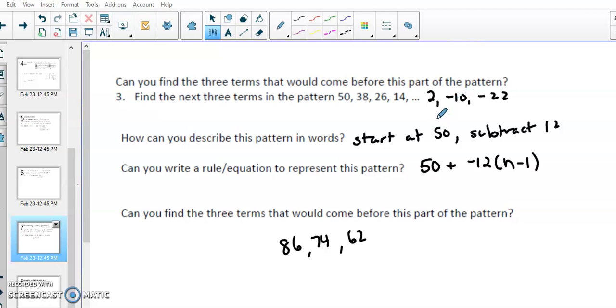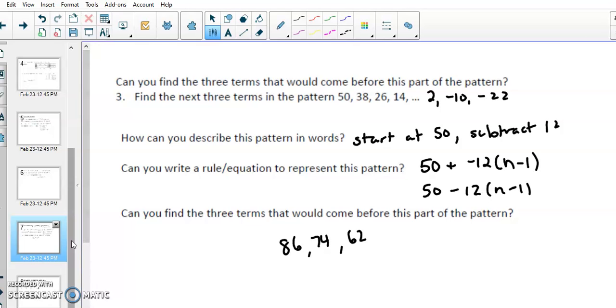Describe it. Start at 50, subtract 12. You could write it this way, 50 plus -12 and minus 1. Or you could simply write it as 50 minus 12 times n minus 1. Could we figure out going backwards? Sure, just add 12 going the other way. So before would be 62, 74, and 86.